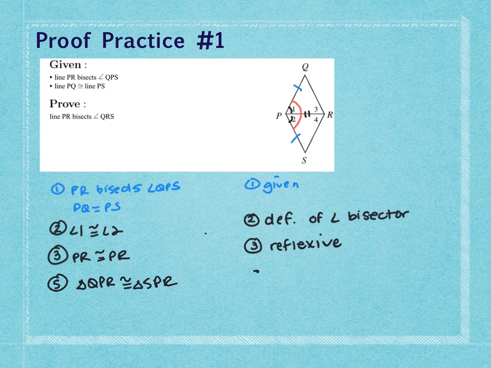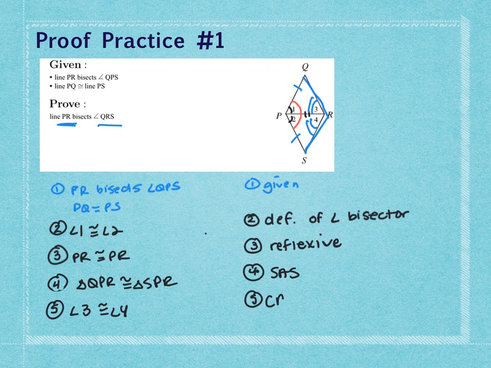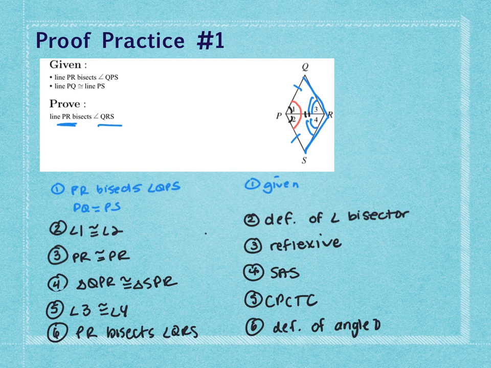And my reason, I don't know why I skipped a number, that should be number 4, is side angle side. So then if they are congruent, what's true about all of their corresponding parts? They're also congruent. So if I'm trying to show that PR bisects angle QRS, I would need to show that angle 3 is congruent to angle 4. So that's the next step. Angle 3 is congruent to angle 4, and this is true because of CPCTC. So then PR bisects angle QRS. Good. So if it has numbers, you can say the numbers. Sure. Yeah.